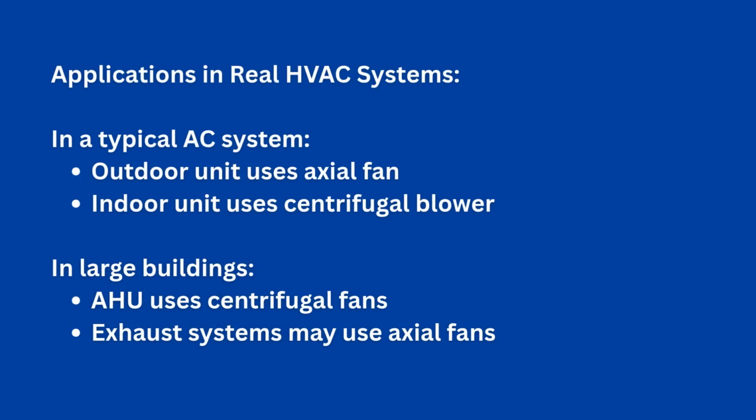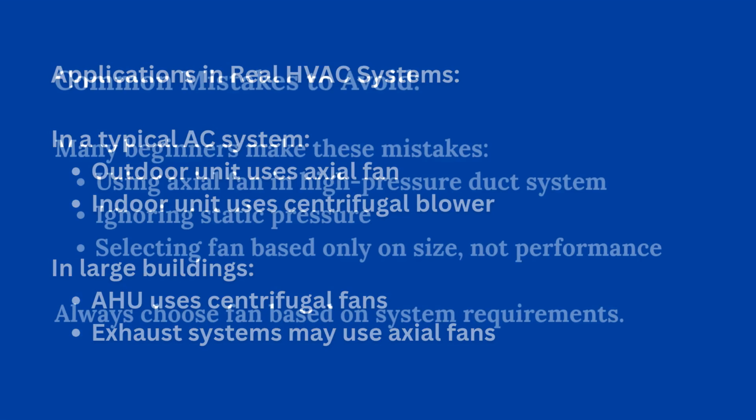Applications in real HVAC systems. In a typical AC system, the outdoor unit uses an axial fan. The indoor unit uses a centrifugal blower. In large buildings, AHUs use centrifugal fans. Exhaust systems may use axial fans.